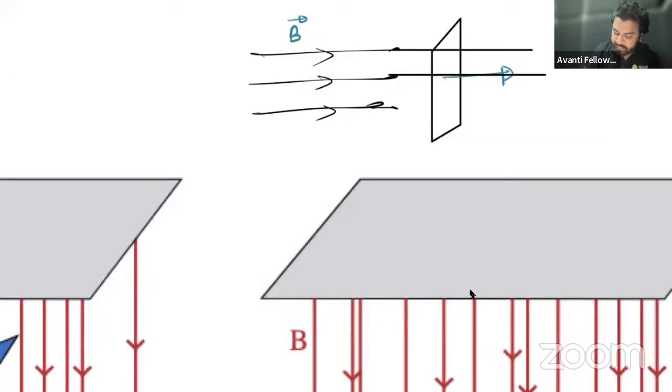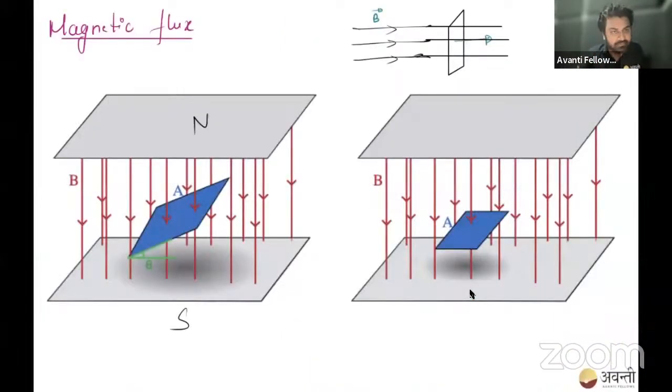If the magnetic field lines are parallel to this area vector, then we can count the number of magnetic field lines. In this way, we will be calculating magnetic flux. I hope you have got the idea of what magnetic flux is. It is the number of magnetic field lines crossing an area.